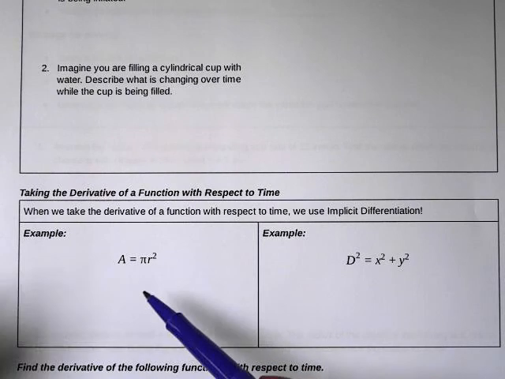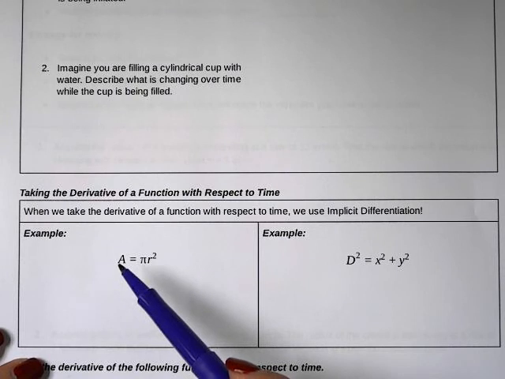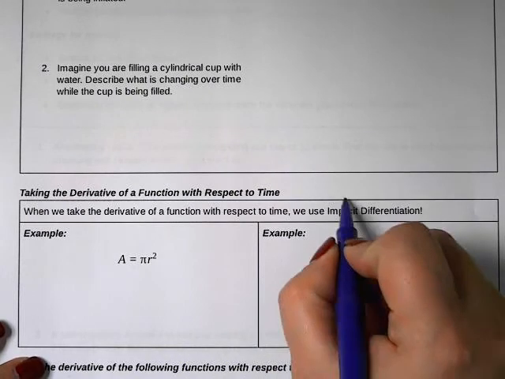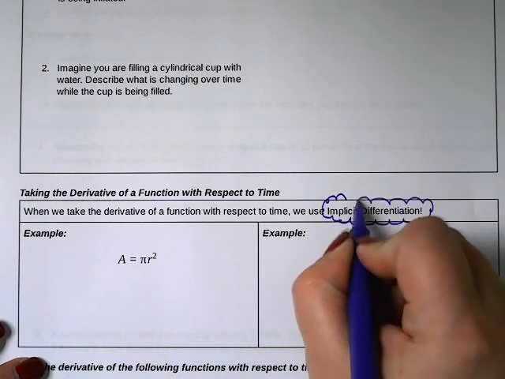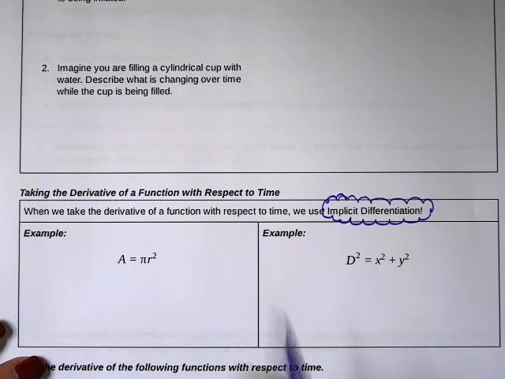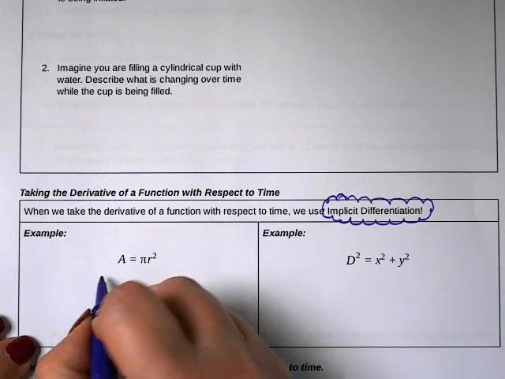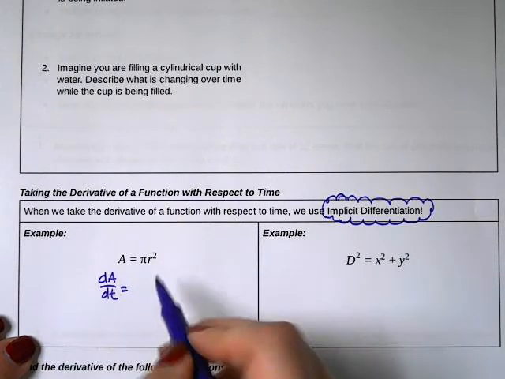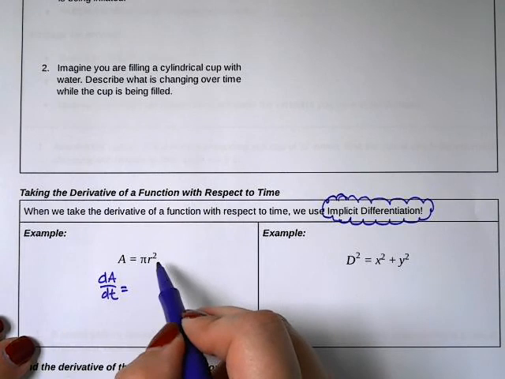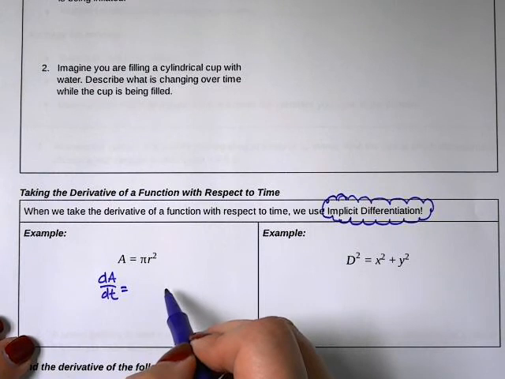It's fine. So every time we take the derivative with respect to time, we have to make sure we use implicit differentiation because it's with respect to time. So we're not taking the derivative of the area with respect to the radius, we're taking the derivative of the area with respect to time. So that's going to be dA dt. And that means over here, when we take the derivative of r, we're going to need a dr dt because the radius changes with respect to time also.